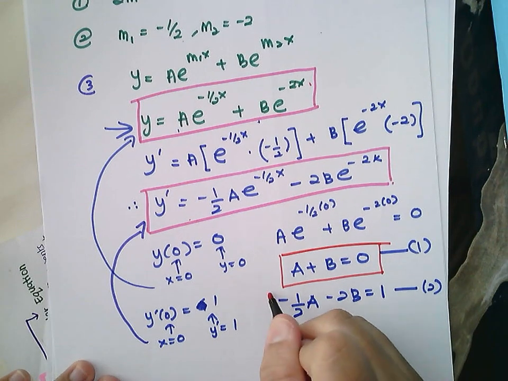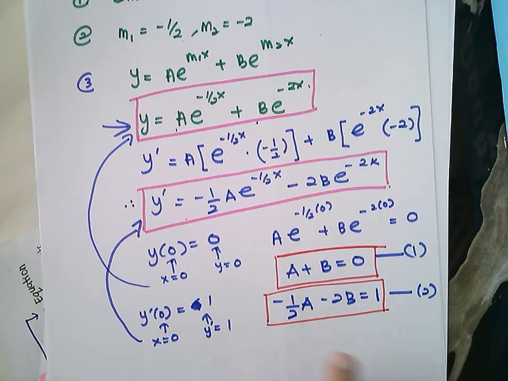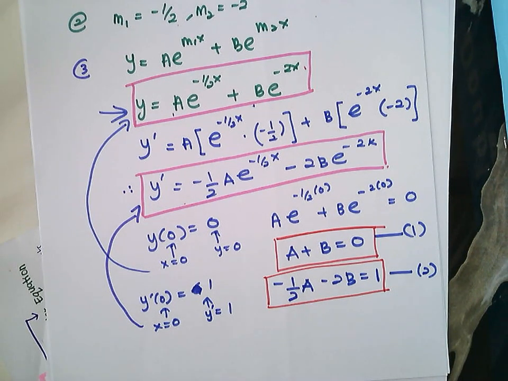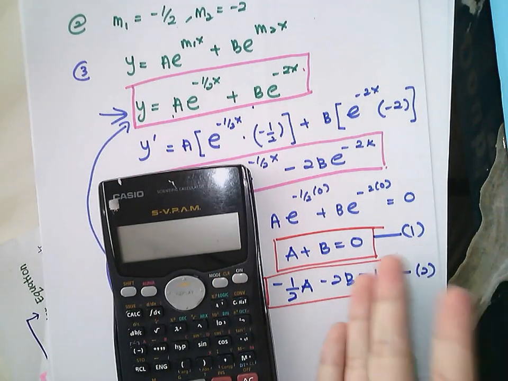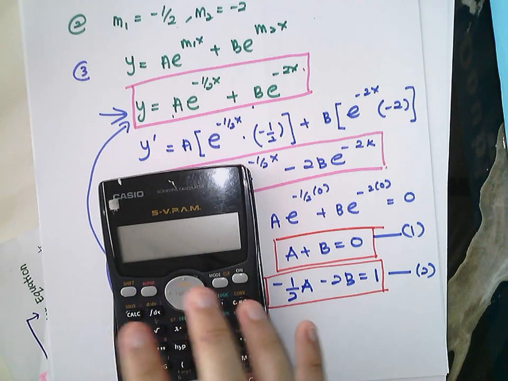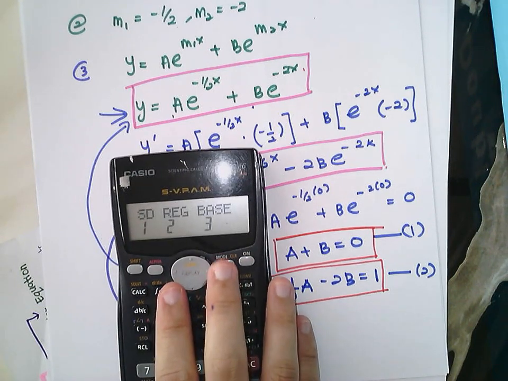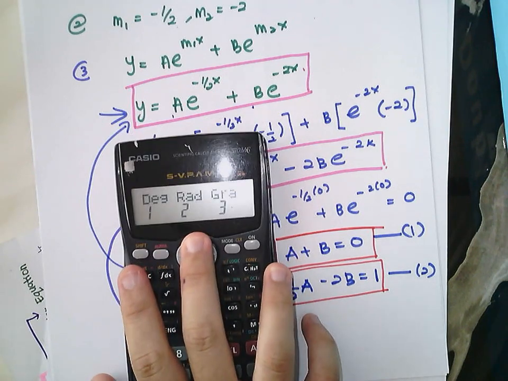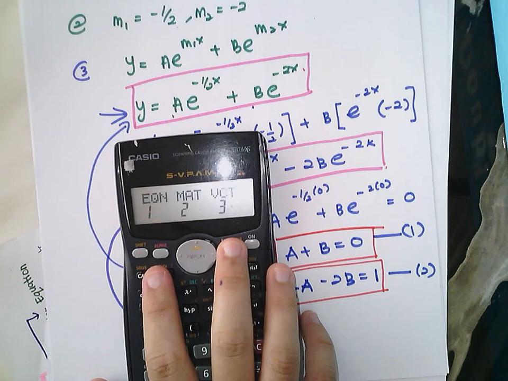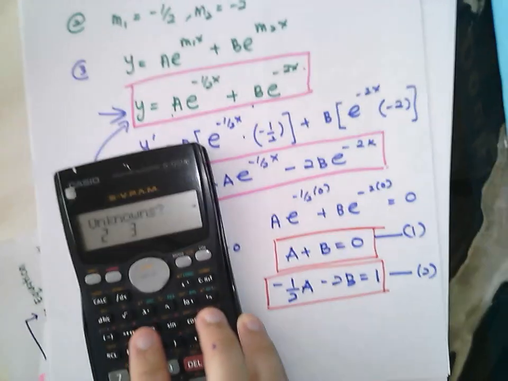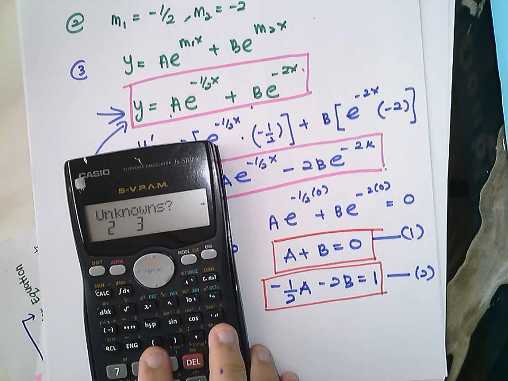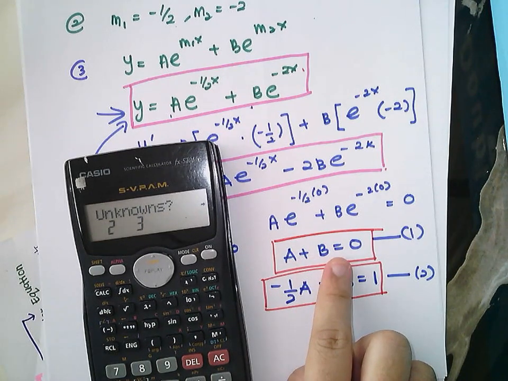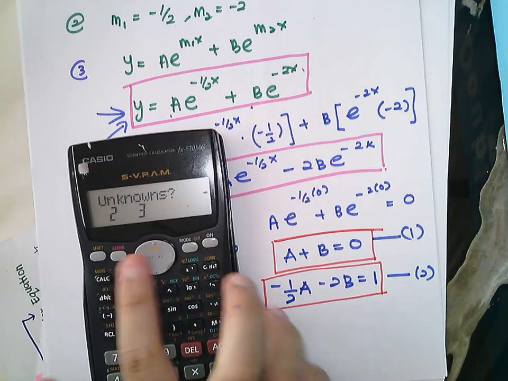Now you have to find the value of a and b. You can either use the substitution method or the elimination method, but the simplest is by using a calculator. So how are you going to key in this equation into your calculator? Again, you have to find mode equation, equation number 1. Now you are dealing with unknowns, because this is unknown and this is unknown. So you have two unknowns, so choose number 2.